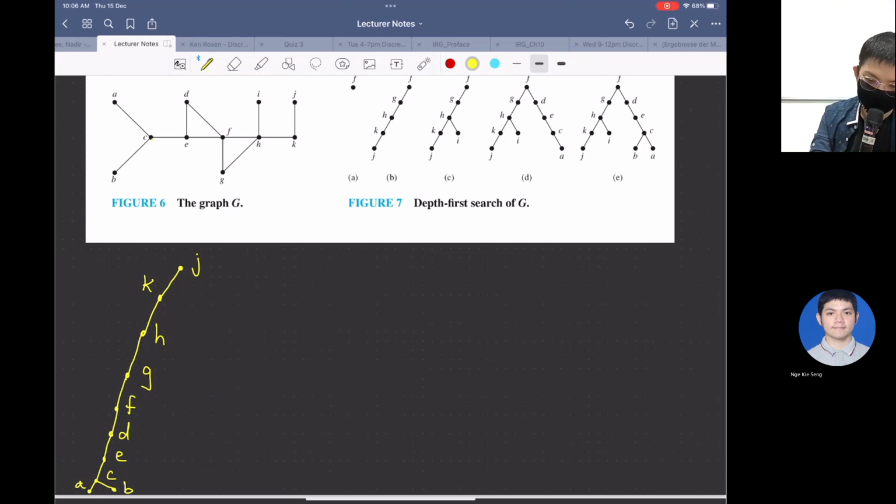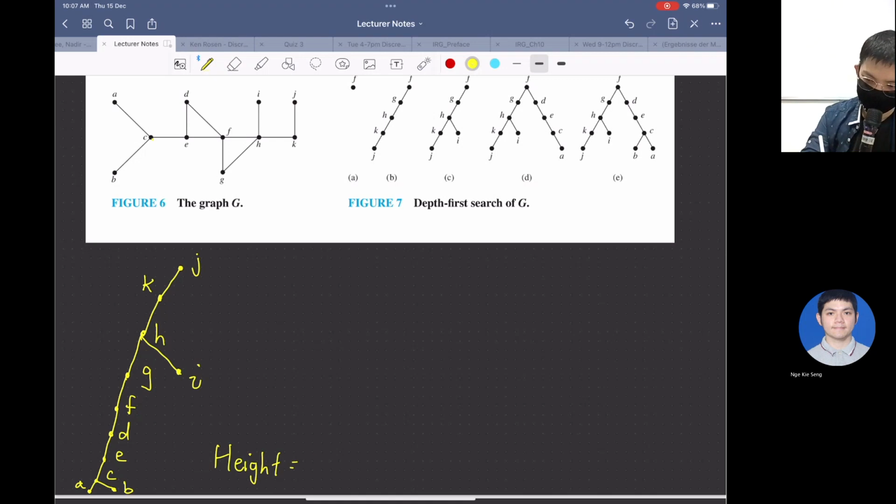So we need to go all the way back to H, then go to I. This one is very long. What's the height of this? 1, 2, 3, 4, 5, 6, 7, 8. Yeah, height is 8.